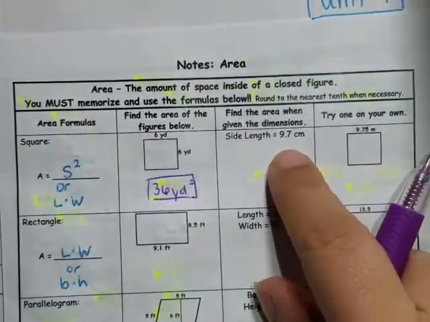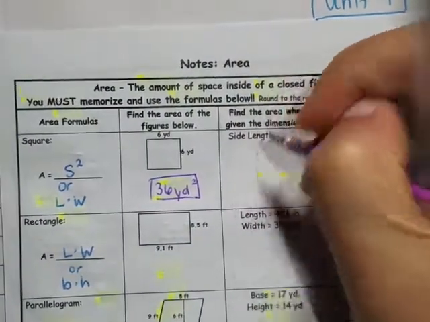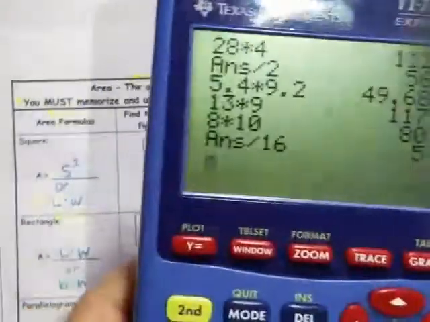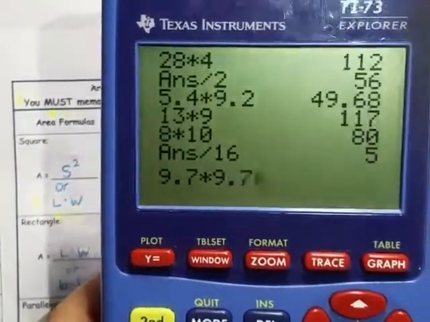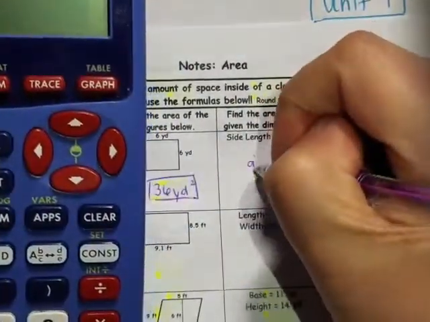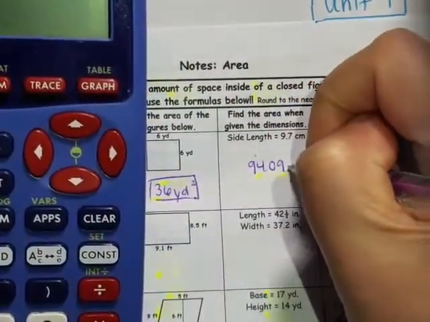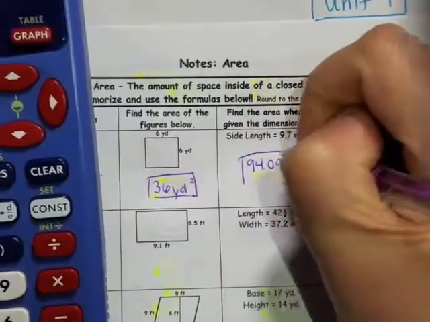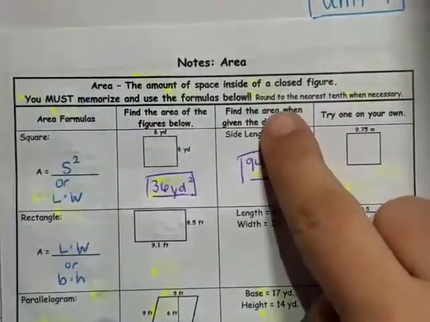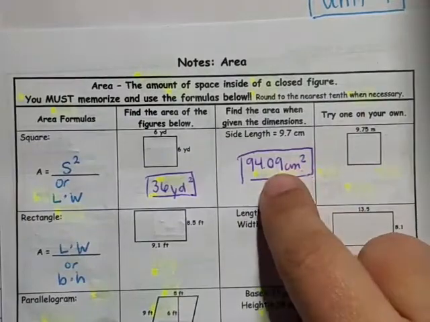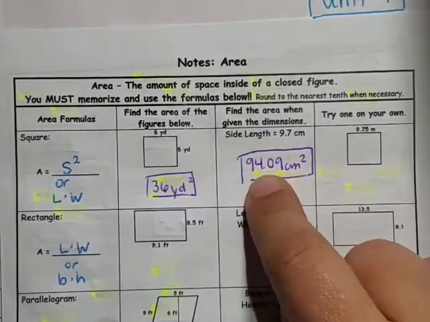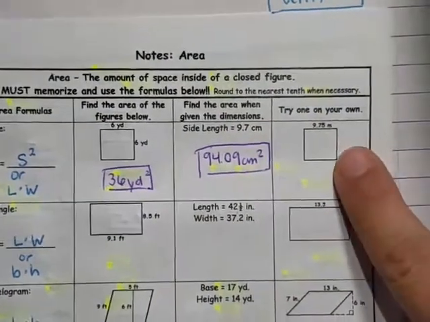Then this middle one, just 9.7 times 9.7. And then when you do that in the calculator, 94.09 centimeters squared. It says round to the nearest tenth when necessary, so obviously we should have rounded that to 94.1, but since I already wrote it, I'm just going to leave it.